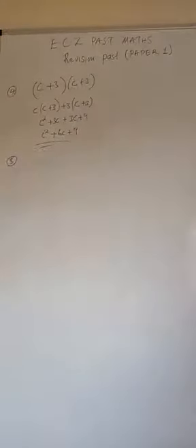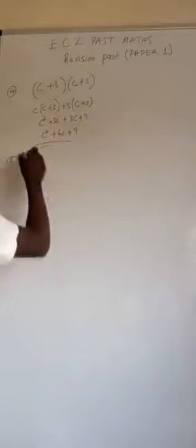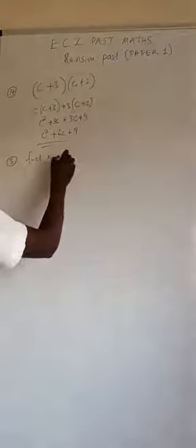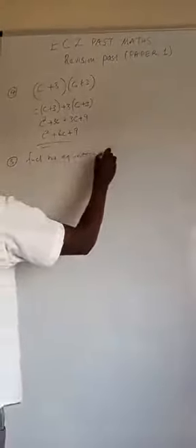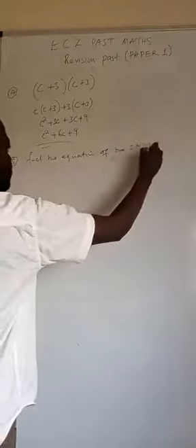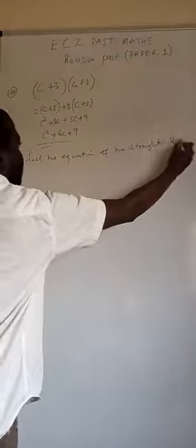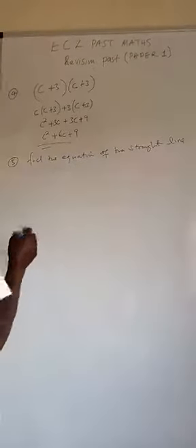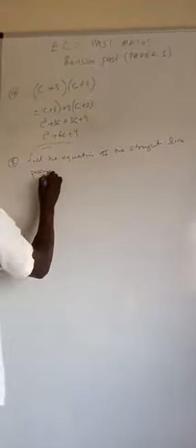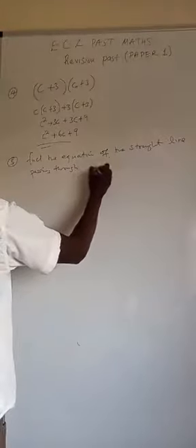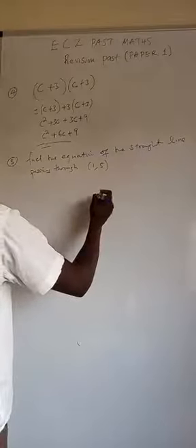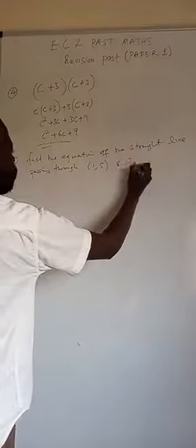Question 5. Let me look at question 5. How did the question come in question 5? So question 5 says, find the equation of the straight line passing through 1,5 and 2,10. This was a question, guys.